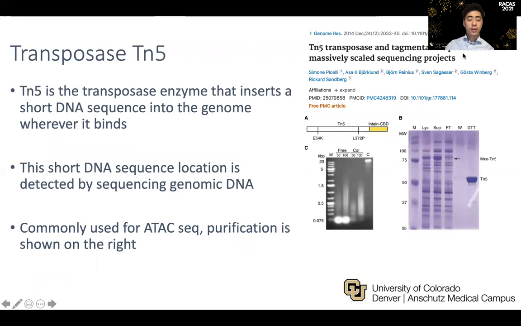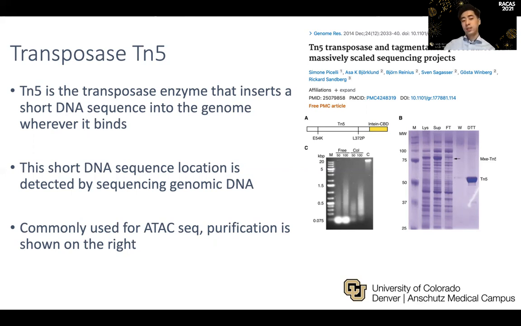Okay, and then where does the Tn5 play into this? So Tn5 is a transposase enzyme that inserts a short DNA sequence into the genome wherever it binds. This short DNA sequence can later be detected by sequencing genomic DNA. So wherever MSA binds, wherever the biotinylated protein may exist, Tn5 will basically insert an oligo in that particular region, which we will later sequence with genomic DNA and see where that particular region is, allowing us to map where a particular biotinylated protein may exist in the genome.